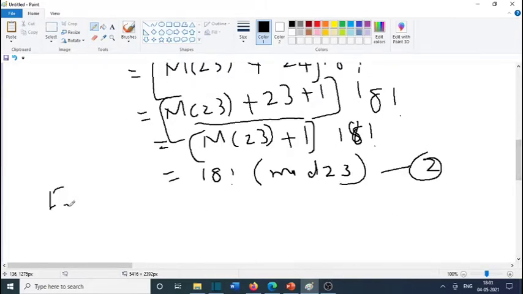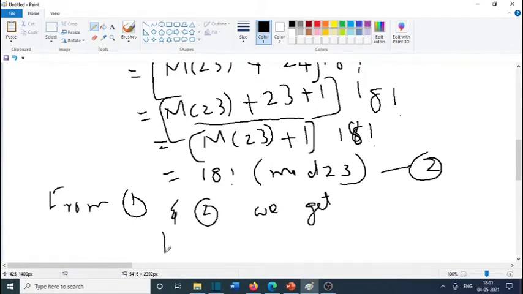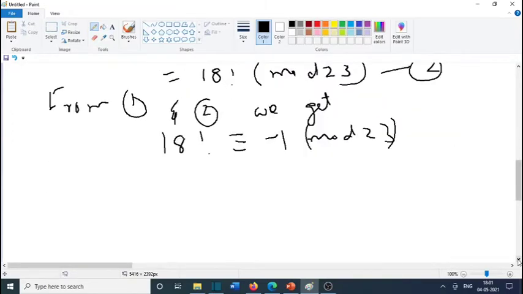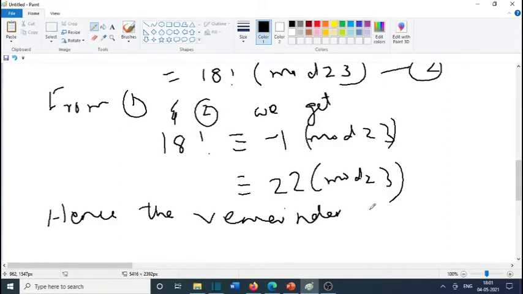From 1 and 2, we get 18 factorial congruent to minus 1 mod 23. To minus 1 we can add 23, which is congruent to 23 plus minus 1, that is 22 mod 23. Hence, the remainder is 22.